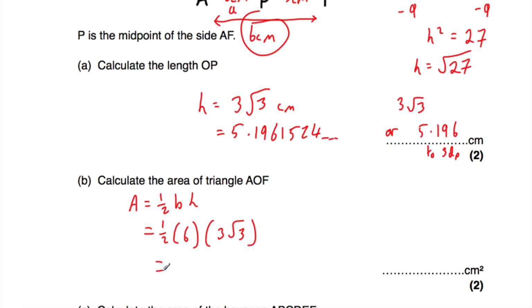So that's what I'm going to do. So half of 6 times 3 root 3. Typing that into my calculator, a half multiplied by 6 multiplied by 3 root 3 is equal to 9 root 3. So the area of the triangle is 9 root 3 centimeters squared. Or we could write it out as a decimal number as 15.588 and so on centimeters squared. And you could perhaps round that if you wanted to, but I probably would give my answer as 9 root 3 centimeters squared.